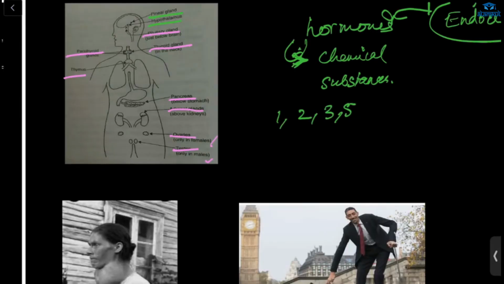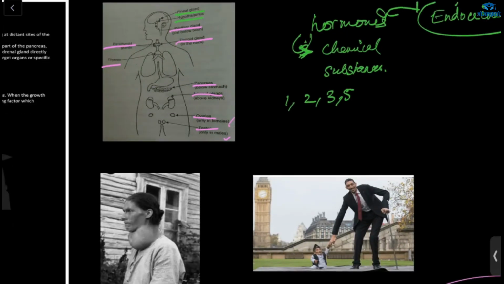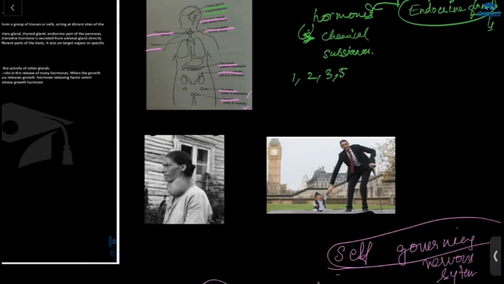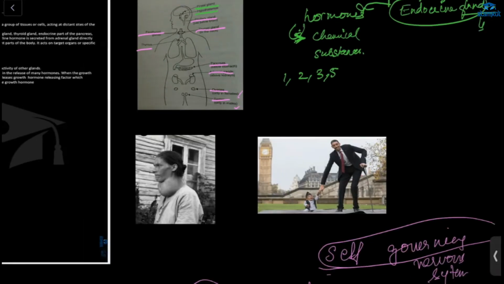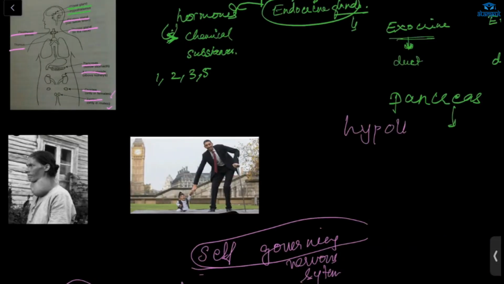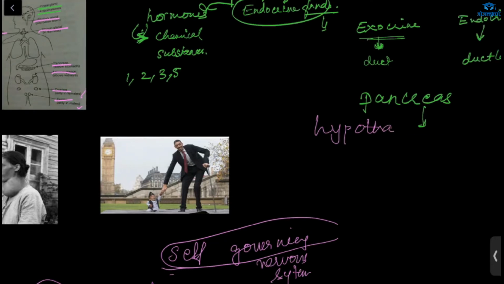Now, what is the function of these? These glands will secrete hormones, right? Different hormones. So let's talk about this. Hypothalamus. Hypothalamus, what will it secrete?